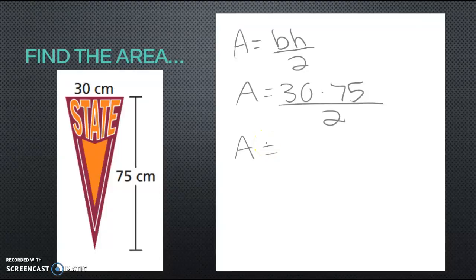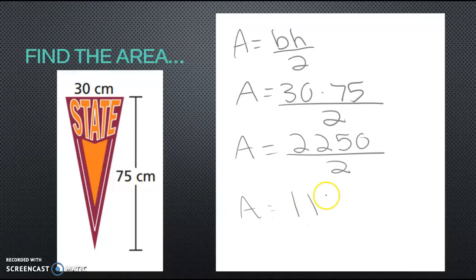You guys have probably done it on your paper. So 30 times 75 gives us 2,250. And then we can't forget that we still have to divide it by 2. So 2,250 divided by 2 is 1,125, and then we still have centimeters squared as our label on the end. So our final answer is 1,125 centimeters squared.